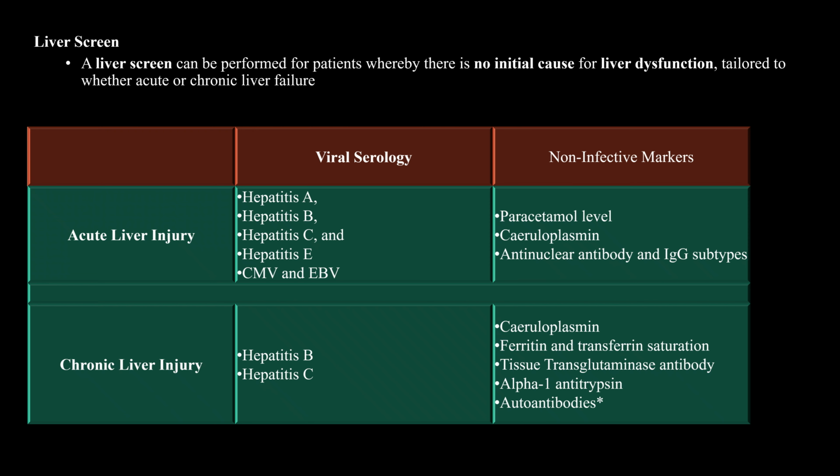Liver screening covers acute liver injury and chronic liver injury. For acute liver injury, test hepatitis A, B, C, and E, CMV, and EBV. Non-infectious markers include paracetamol level, ceruloplasmin, anti-nuclear antibody, and IgG subtype. For chronic liver injury, test hepatitis B and hepatitis C, tissue antibodies, albumin, and alpha-1 antitrypsin.